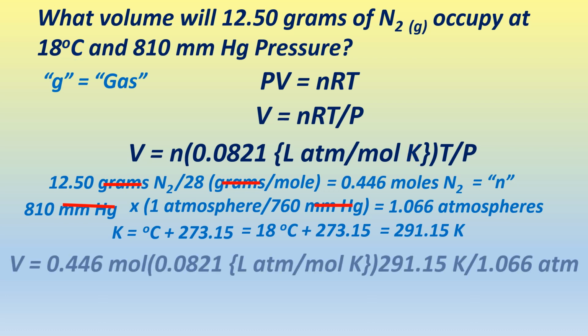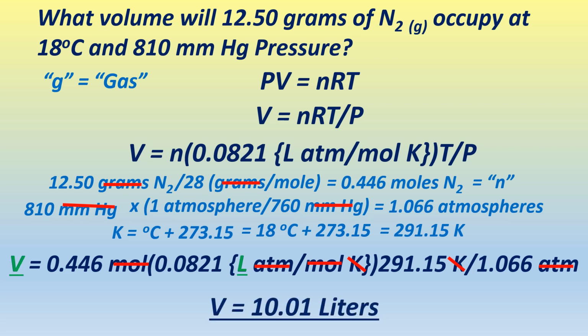Plugging those in, 0.446 moles cancels, 291.15 Kelvin cancels, 1.066 atmospheres cancels. What doesn't cancel is liters, and since I am looking for volume, that would be the correct units. So after checking with the units and plugging in the numbers, one finds out that 12.5 grams of nitrogen would occupy slightly over 10 liters at 18 degrees C and 810 millimeters of pressure.